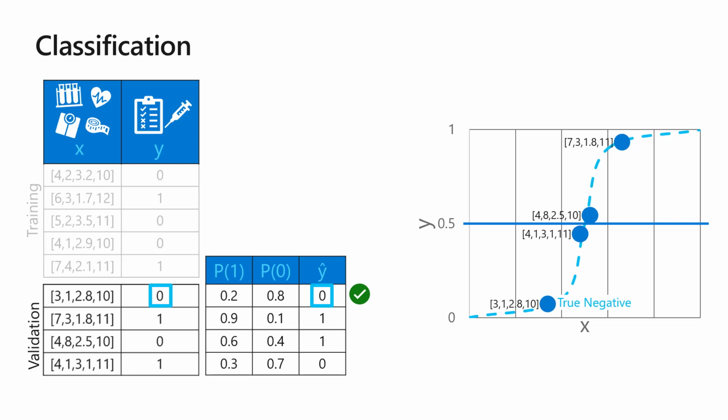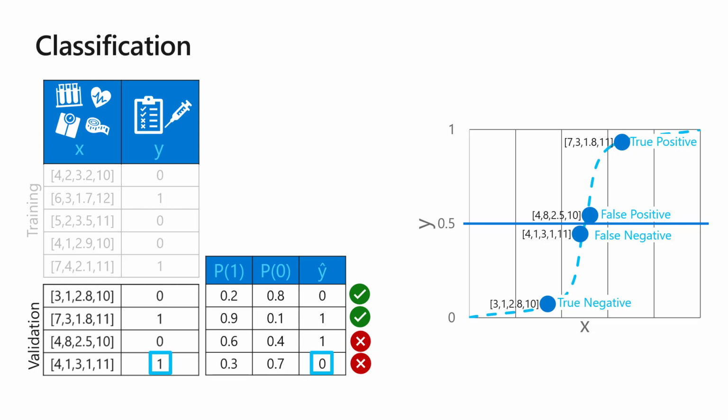It's a true negative. The second case results in a prediction of 1 for an actual value of 1. So again, it's correct, and this time it's a true positive. The third case, well, the prediction is 1, but the actual label is 0. So our model got this one wrong. It's a false positive.